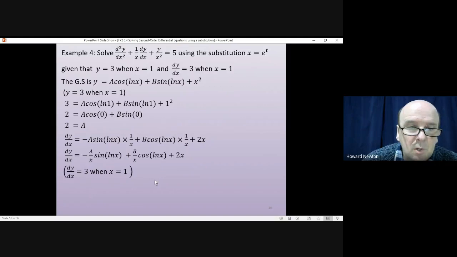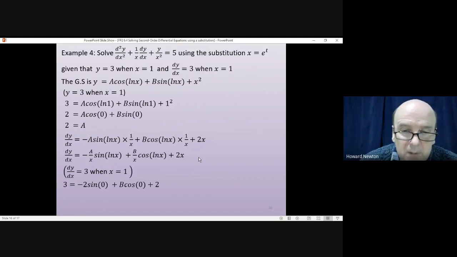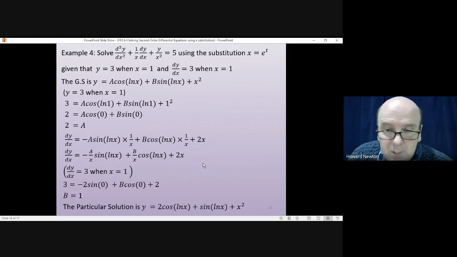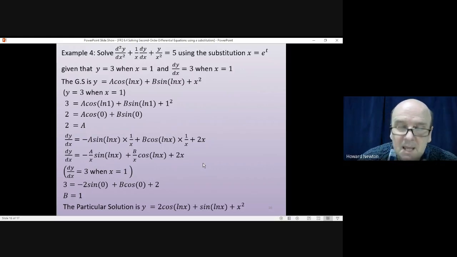And then I can substitute in the second boundary condition, which is dy by dx equals 3 when x equals 1, also substituting in a equals 2 here. And that'll give me 3 equals minus 2 sine 0 plus b cos 0 plus 2, which means that b is equal to 1. And finally, we arrive at the particular solution of this differential equation, which is y equals 2 cos log x plus sine log x plus x squared.